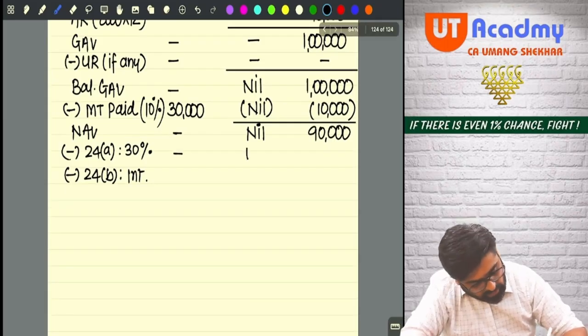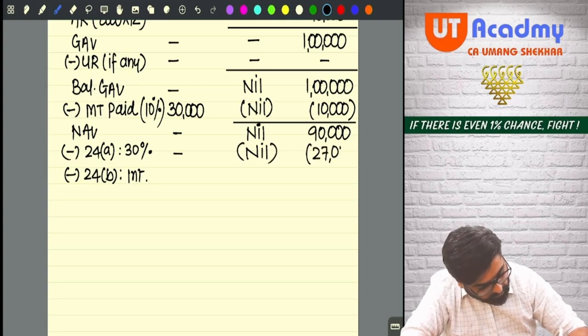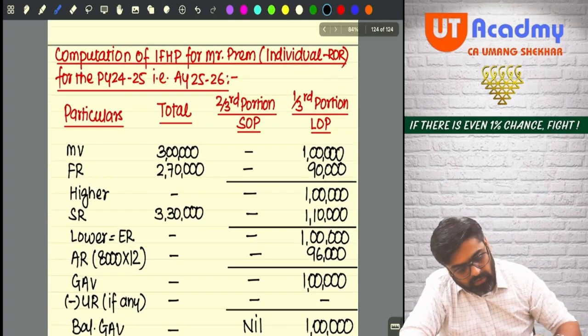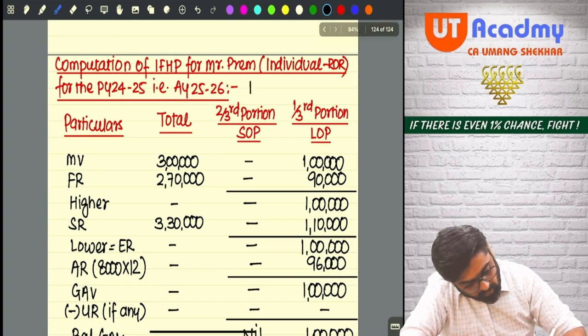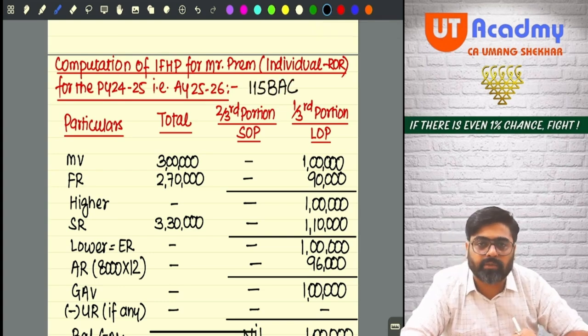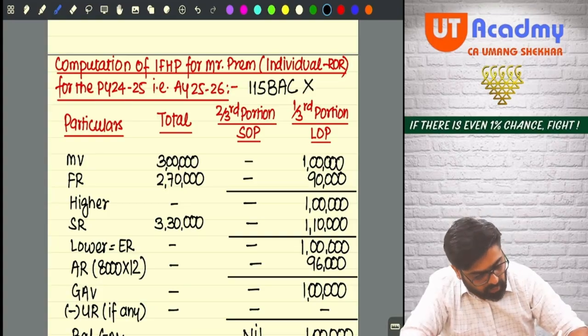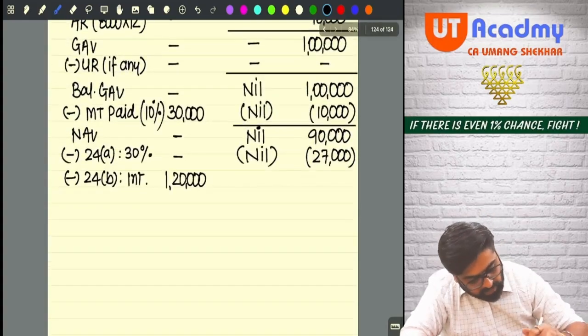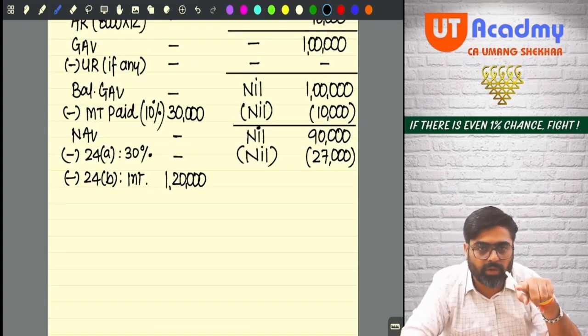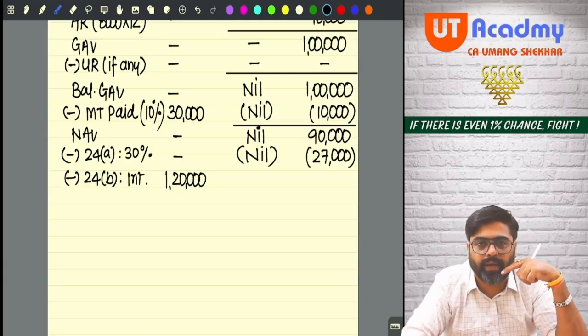30% of 90,000. Come on, tell me how much? 27,000. And interest on housing loan given in the question itself is 1,20,000. Out of that 2/3 relates to SOP portion. And if he is following what? 115BAC, then there will be no deduction for interest. But the question says that he is not following 115BAC, hence we are going to take the interest deduction here under SOP. So out of 1,20,000, 2/3 of interest relates to SOP portion, amounting to 80,000.